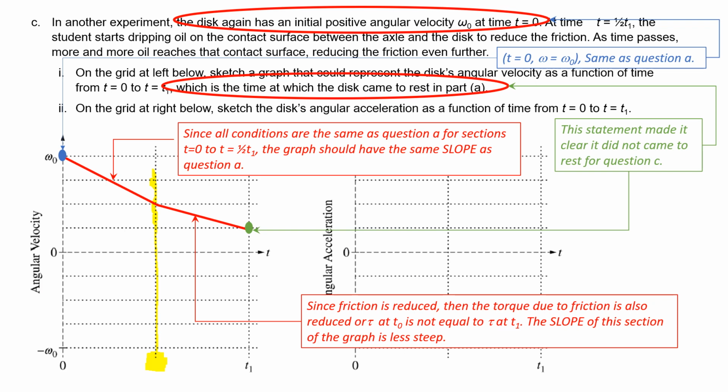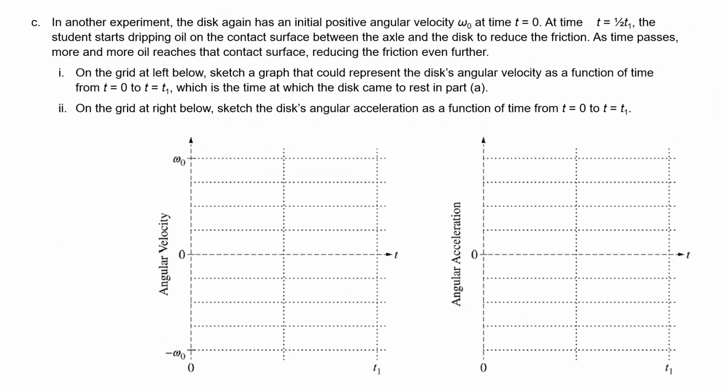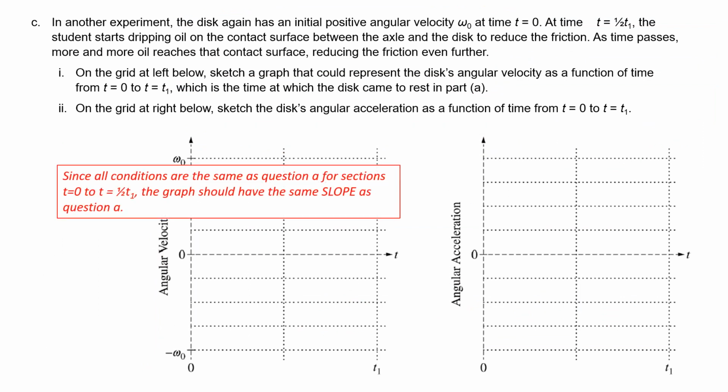Since there's no more space for the second graph, let's move to the next page. Just use it as our graph. So again, same condition, just like in number 1. It's supposed to be decelerating at the same rate. But since you apply oil, what will happen here? The deceleration will change also, but this time it's a little bit closer.